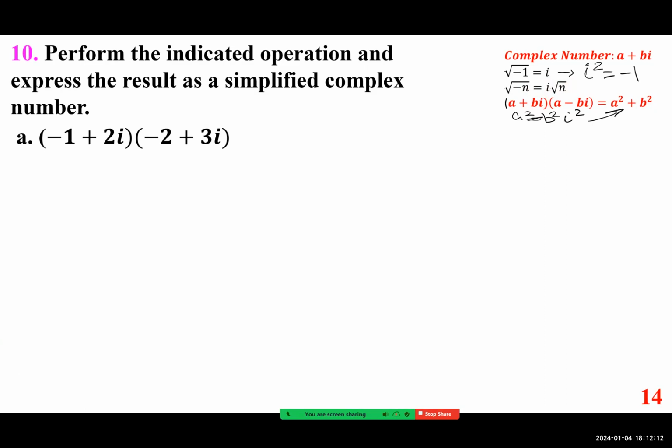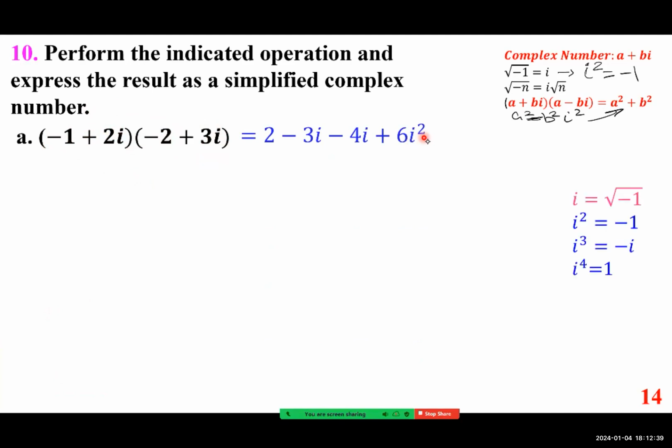Now, when you want to do part A, you just distribute. So -1 times -2, that's +2. -1 times 3i, -3i. 2i times -2, minus 4i. 2i and 3i, the product is 6i squared. As I mentioned, i squared is -1.